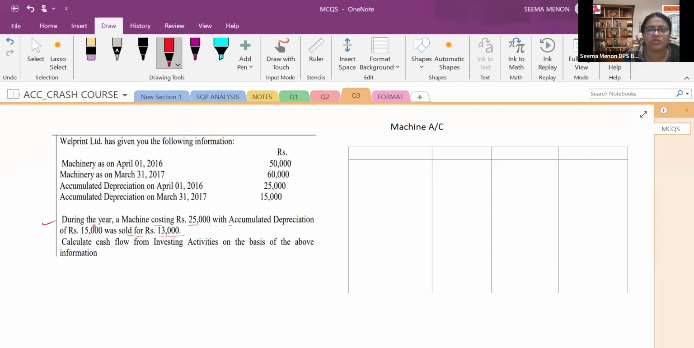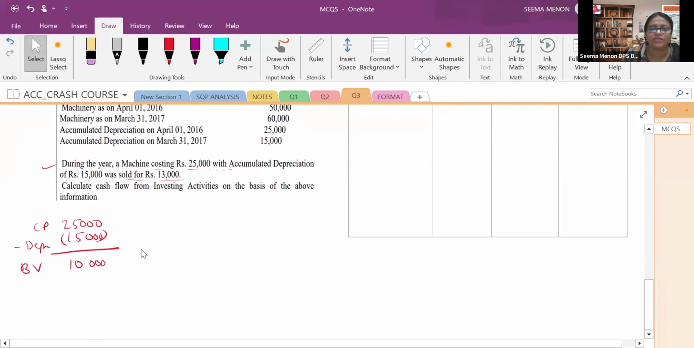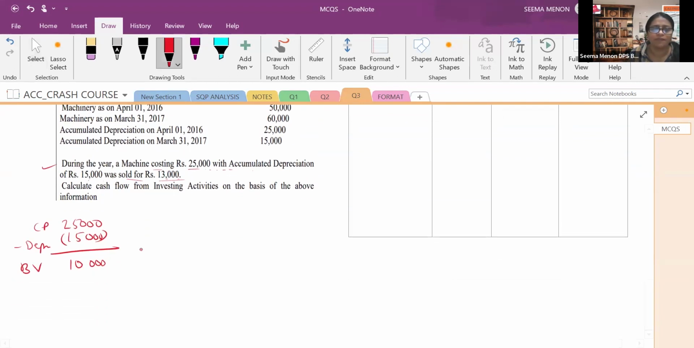The machine, its cost price was 25,000. On this, they charged a depreciation of 15,000. If you subtract the depreciation from the cost price, then you all know that we get the book value of the machine. Book value of the machine will be 10,000. This machine they sold for rupees 13,000. That means the selling price is more. So there is a profit of how many rupees? That is 3,000 is the profit.